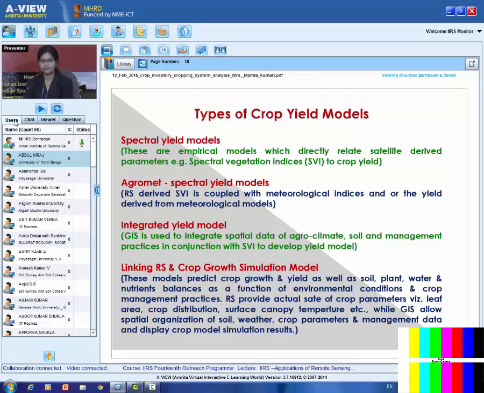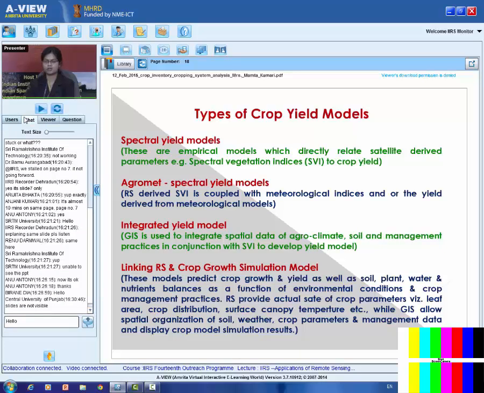Then second was the yield estimation or modeling. Different type of crop yield models are available, but whenever we want to use for the operational basis, we must select something which is simple to use, not very complex, and it can be applied for whole state or whole India basis. So time to time different models are developed, like empirical model, semi-empirical model, or physical process based model. So generally for operational basis, empirical models are used.